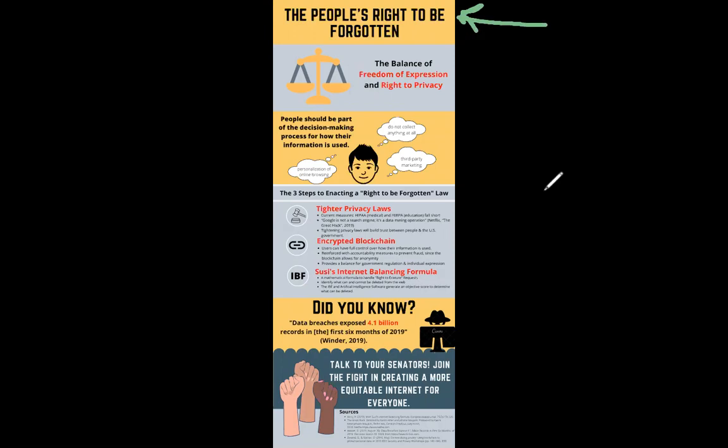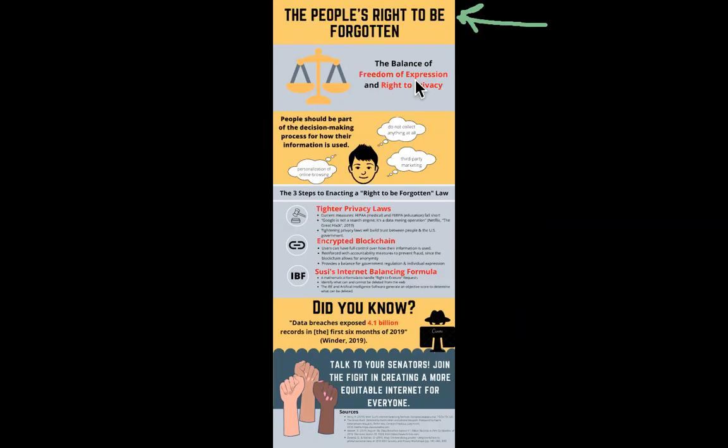So the title of my infographic is The People's Right to be Forgotten. And I feel like my title is effective because it's very objective. It tells you exactly what you need to know about the infographic. It's very straightforward. You know exactly what the infographic is going to be about. So when you glance at it, you know exactly what you're going to be getting into when you look at this infographic. Next is the layout of my infographic.